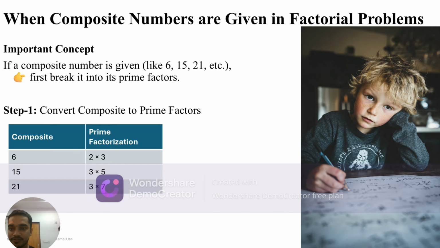If the question is not given a prime number like 2, 3 or 5, but a composite number instead, just like 6, 15 and 21, then first break it into prime factors. If 6 is given, 6 is 2 into 3. If 15 is given, 15 is 3 into 5. If 21 is given, 21 is 3 into 7.